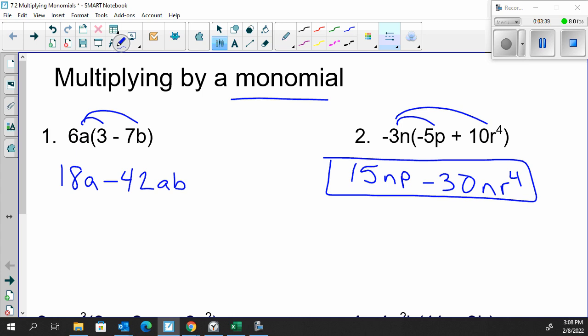Not too bad, right? The only way that you might need to do something else with this is if you have some like terms that you would need to combine. But since we don't, I can't put np and nr to the fourth together, so we're done. Okay, let's look at 2 more.